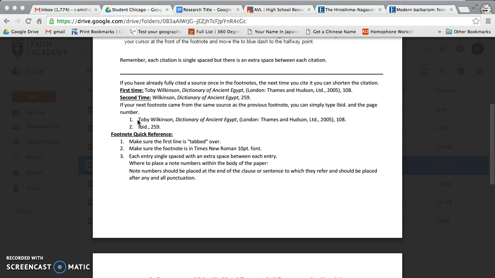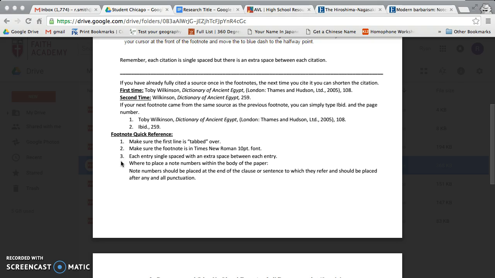So if you have 2 footnotes from the same exact source, or it may even have 3 footnotes, and they're all from the same source, you can just put, for that second and third footnote, Ibid, and then the page number, if there is any. That lets me, the reader, know, hey, that came from the footnote just above it. Always make sure that the first line is tabbed over in your footnote. Always make sure your footnote is in Times New Roman and 10-point font. Always make sure each entry is single space with an extra space in between each entry.